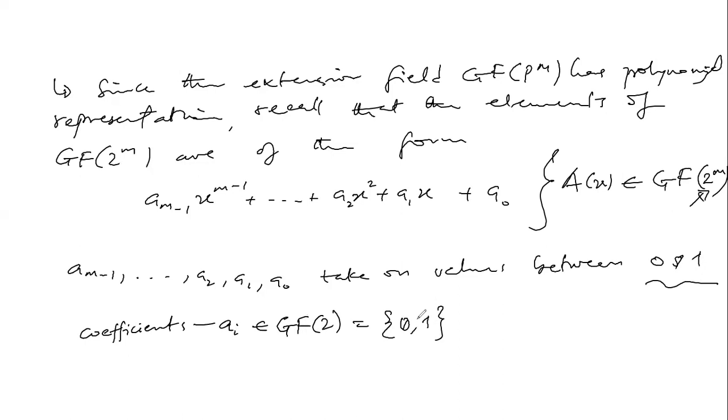Okay? So let us consider this interesting example, the extension field 2 to the 4, 2 to the power 4. Now, looking at this, we can tell that this is equivalent to 16. So we have 16 elements in this field, okay? And here, 4 represents the number of coefficients, because in the extended field we have m number of coefficients, okay? So here we can tell that we have four coefficients.